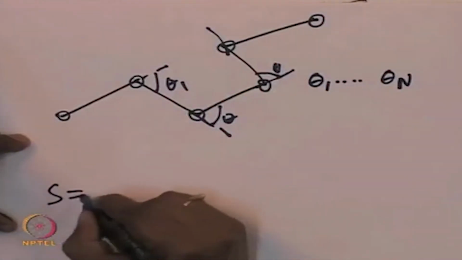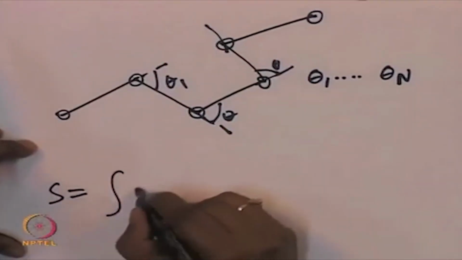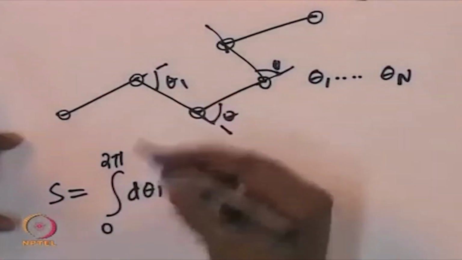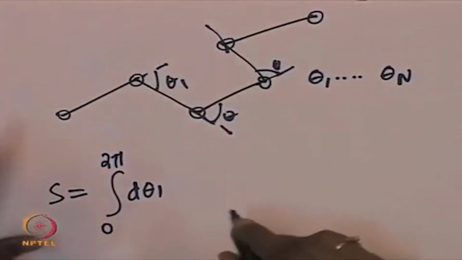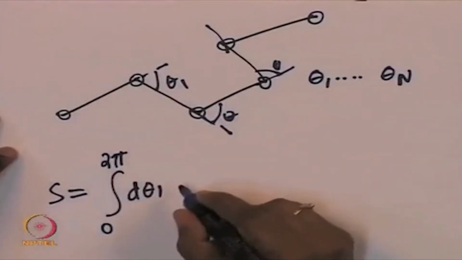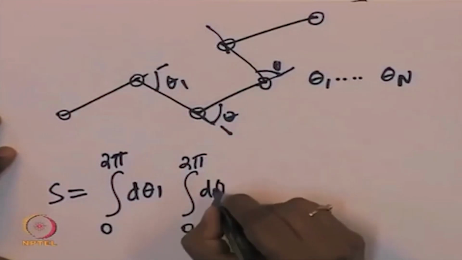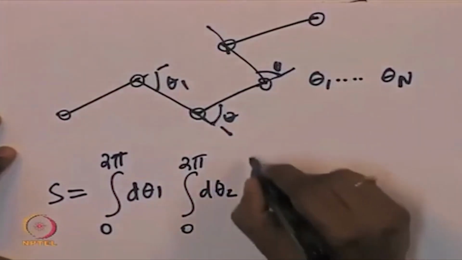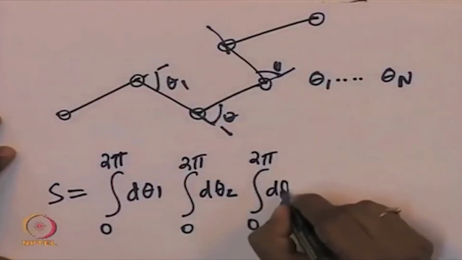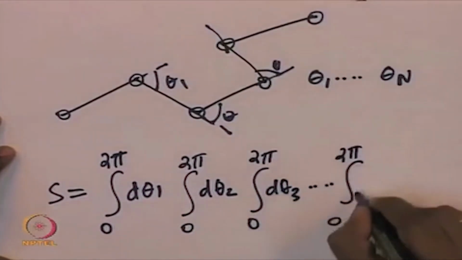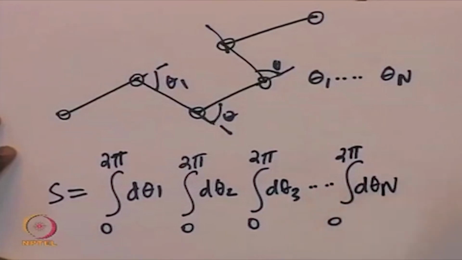The entropy will be given by d theta 1, 0 to 2 pi. Each of these angles can take any value. So, the total number of conformations will be this integral 0 to 2 pi d theta 2, 0 to 2 pi d theta 3, up to 0 to 2 pi d theta n.